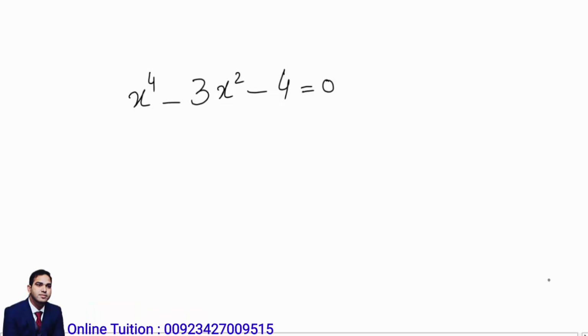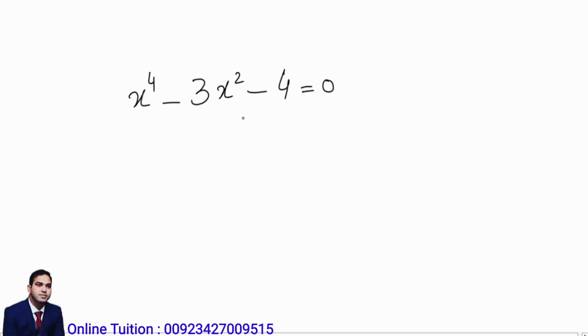In this video, I'm going to show you how to solve these kind of polynomials. The question is x to the power 4 minus 3x square minus 4 is equal to 0. How to solve this question? Let's watch the video, and after watching this video, you will be able to solve all these kinds of questions. It's so simple, just know how to solve it.